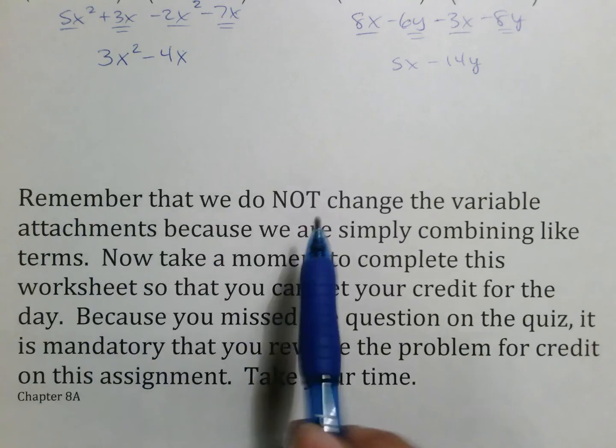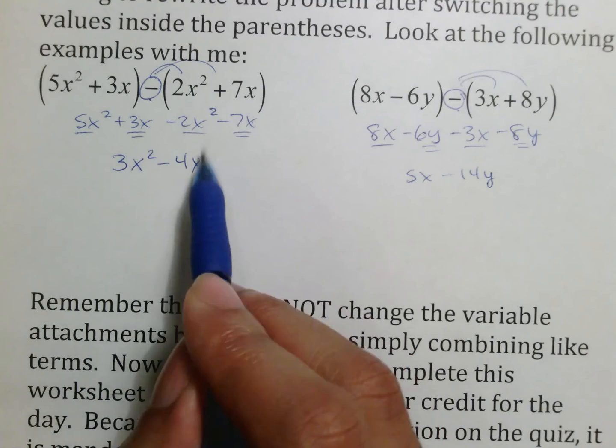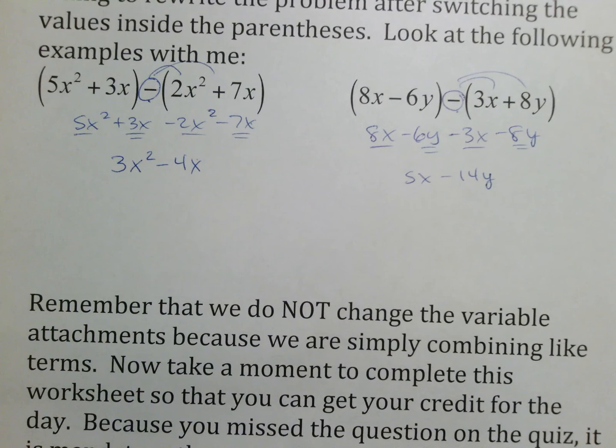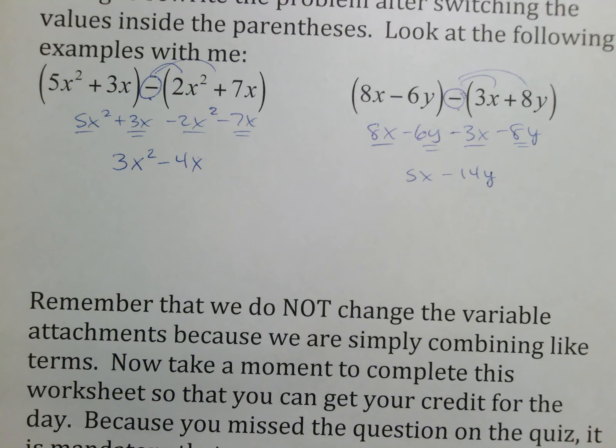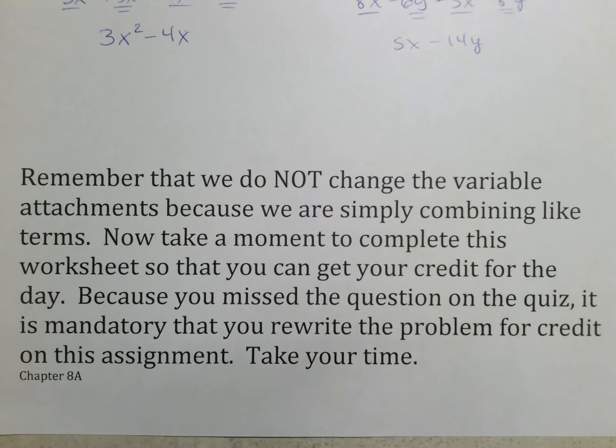Again, remember that we do not change the variable attachments because we're simply combining terms. Please take a moment to complete this so you can get your credit for the day. Because you missed it, it's mandatory that you rewrite the problem for credit. So I should see 2 lines of information on this work, not just 1, because obviously you trying to take a shortcut last time did not pay off. That is, if you're trying to take a shortcut. But like I said, just make sure you do it right so I can give you your points, and that your grade can stay where it needs to be.